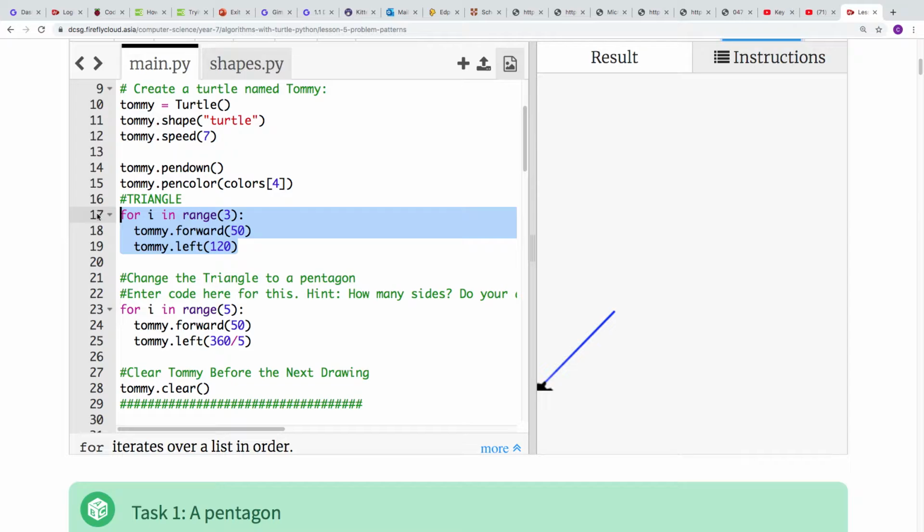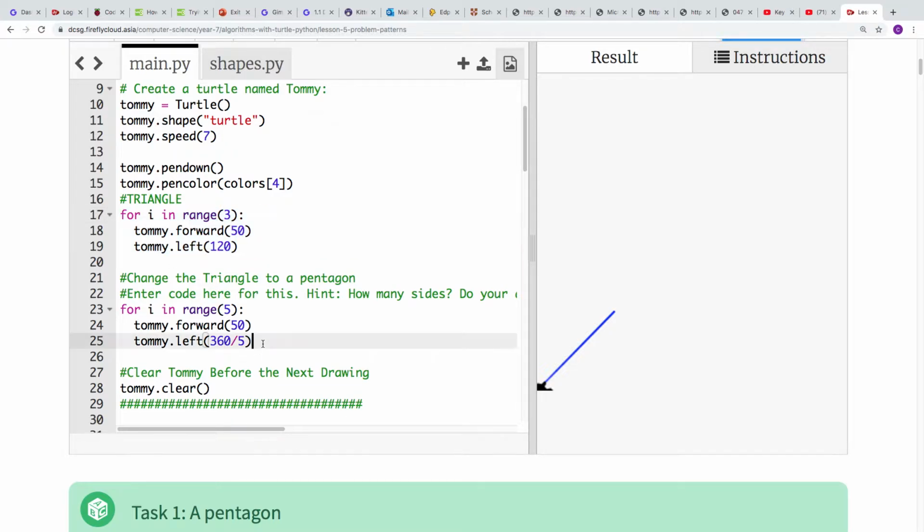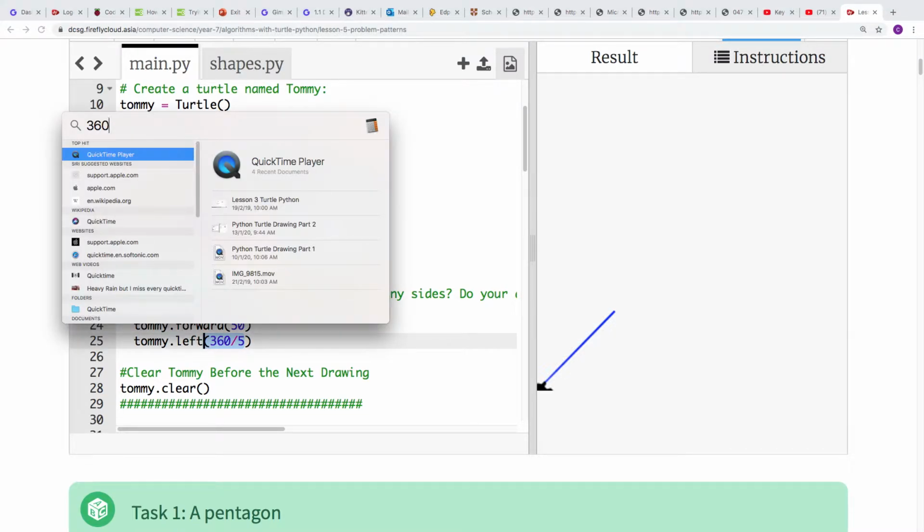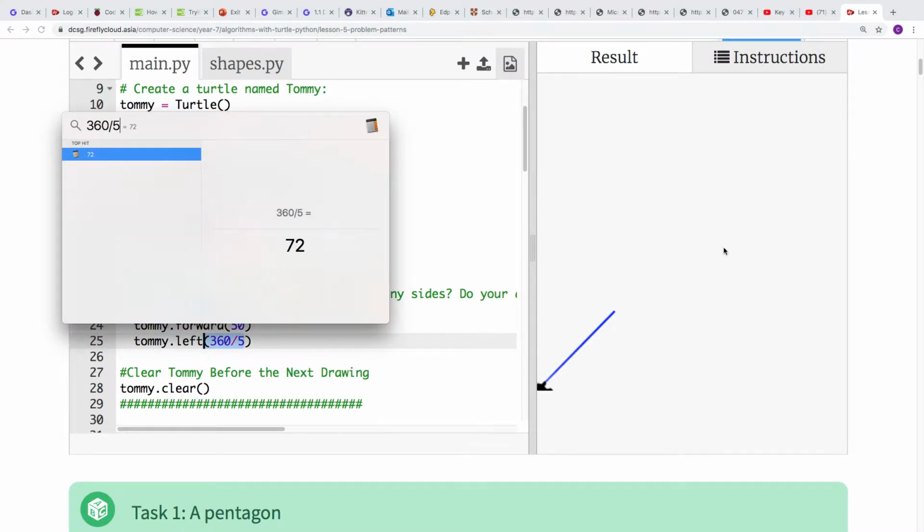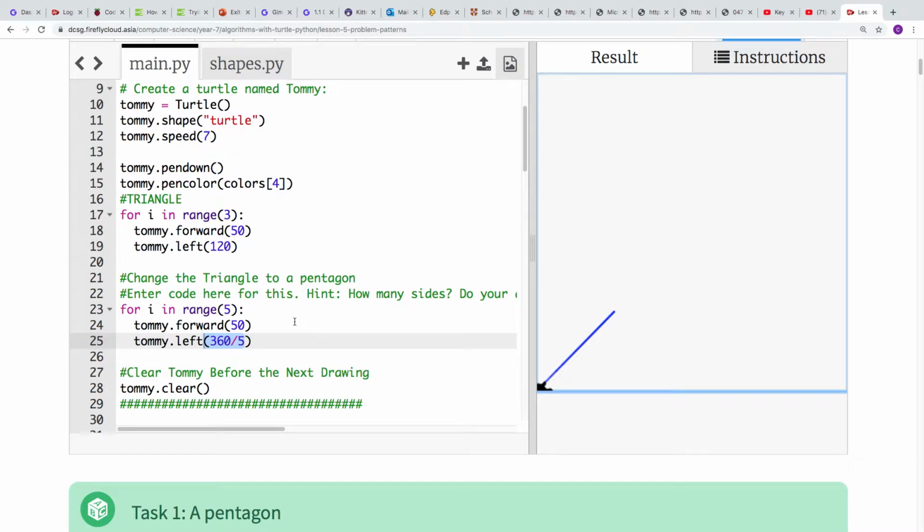It's the exact same apart from 2 things. What's different? Anyone? Yeah. This part? So why is it 5? 5 sides. Why is it 360 divided by 5? Yeah, need to turn 360 degrees on the outside. So 360 divided by 5. Who's got math skills? You can tell me what that is. You got the calculator to do it? 72, alright, well remembered. So you could put 72 there.